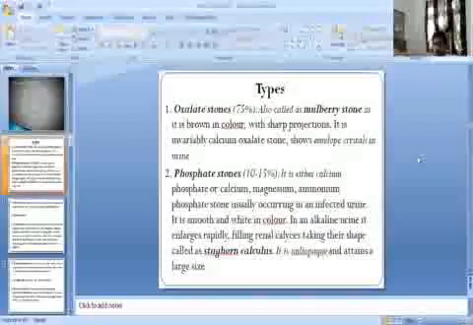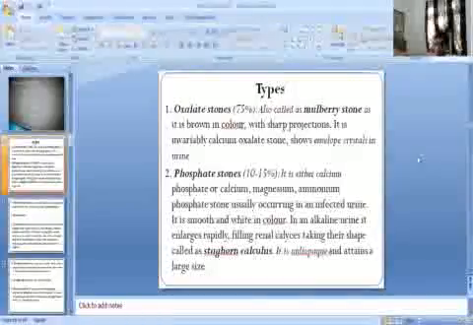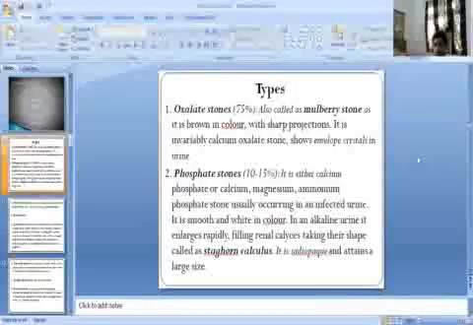In the previous class we discussed the definition, causes, etiology, and pathophysiology of renal stone. In sequence, today we will discuss the types and diagnostic techniques of renal stone to find out renal stone.